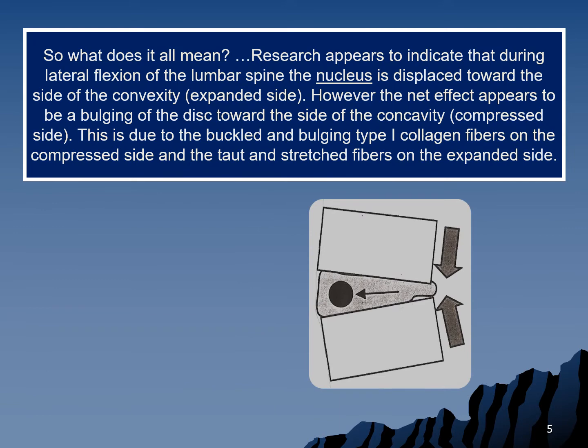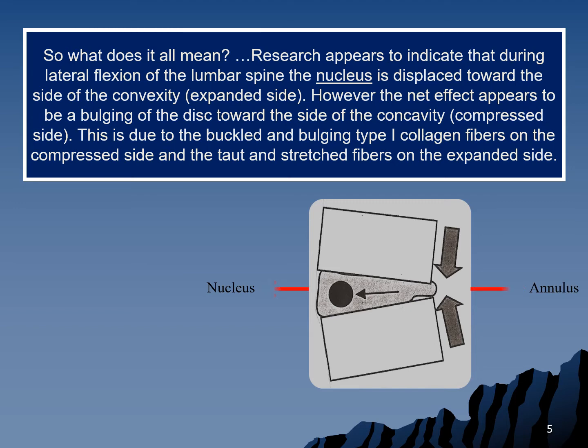So let's put it together. Research appears to indicate that during lateral flexion of the lumbar spine, the nucleus is displaced toward the side of the convexity or the expanded side. However, the net effect appears to be a bulging of the disc towards the concavity or the compressed side.